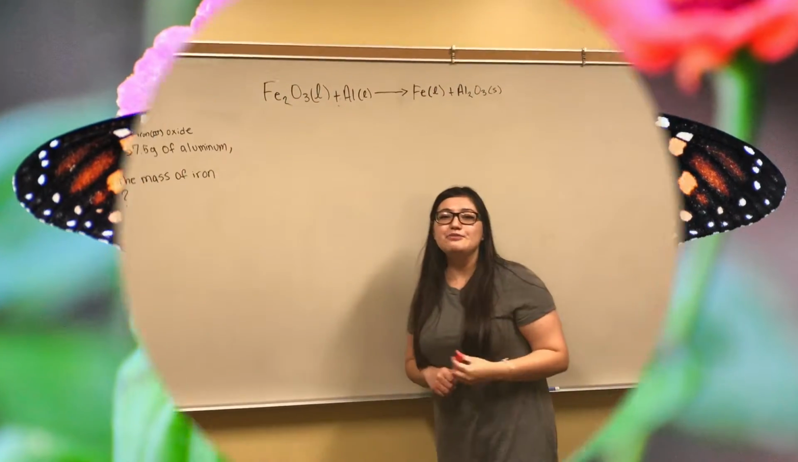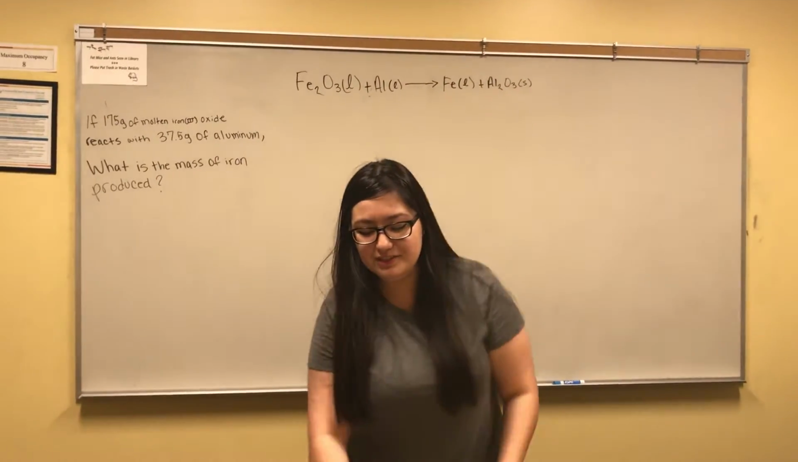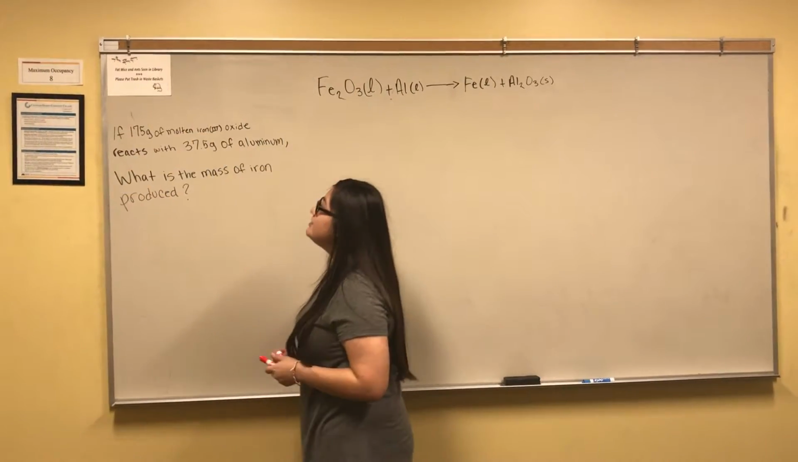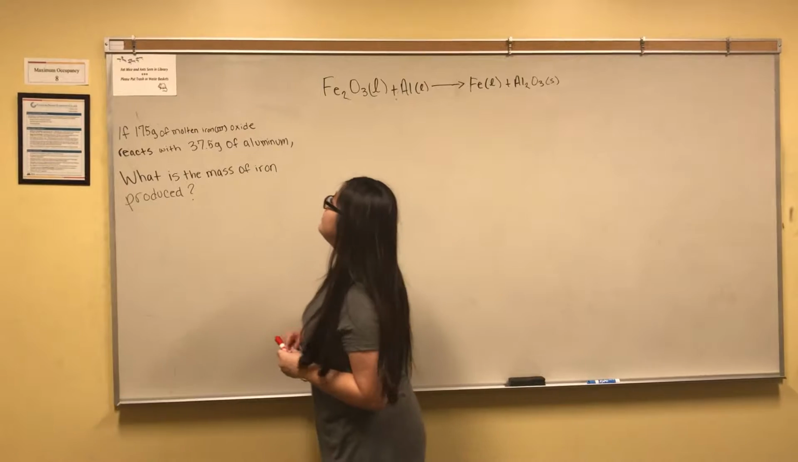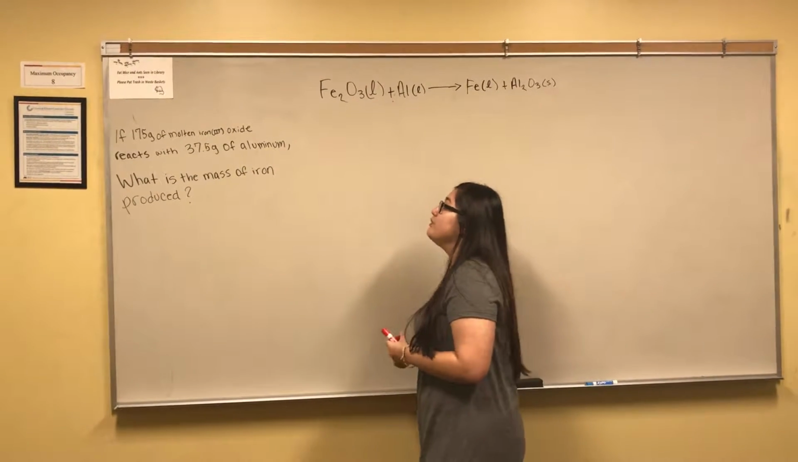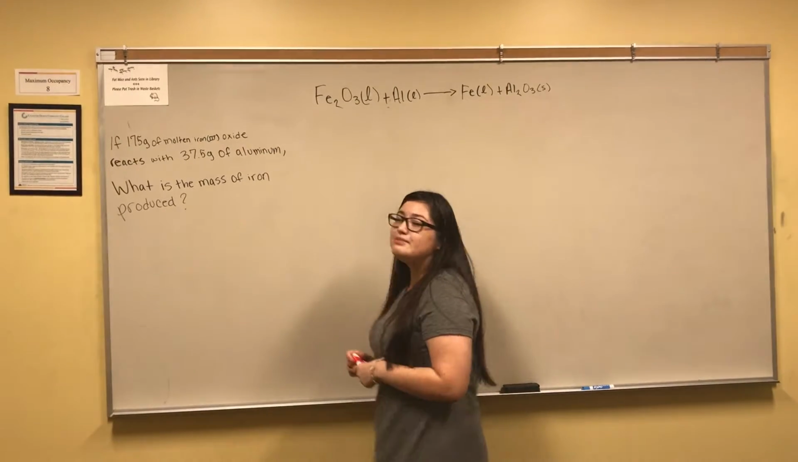Hey guys, today I'm going to be showing you how to do a limiting reagent problem using this question right here. It says, if 175 grams of molten iron(III) oxide reacts with 37.5 grams of aluminum, what is the mass of iron produced?